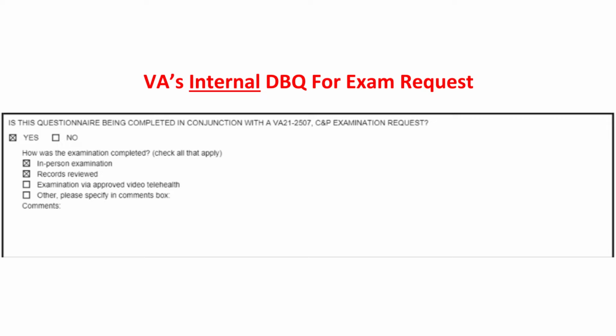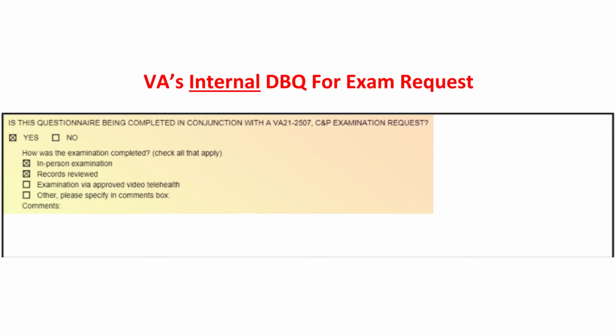Here in slide number one, this is a VA's internal DBQ for an exam request. Every time a veteran submits a claim and a CMP exam is needed, that VA employee has to submit a request, okay? And here's some information on the first page at the top of this internal DBQ, and it asks, is this questionnaire being completed in conjunction with a VA 21-2507 CMP examination request? Now, you may ask yourself, Dwayne, what is a VA form 21-2507? This is something you as the vet may never see unless you have a copy of your VA claims folder.